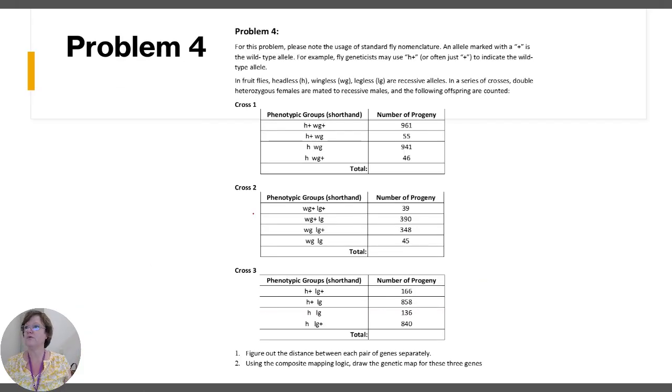All right, now on problem 4, we're going to do the 2-point mapping on all 3 of these. So we get the distance from H to WG, and that's 2 genes. We're going to get the distance from WG to LG, and we're going to get the distance from H to LG, and then we're going to composite all 3 together. So on this one, let's total this up.